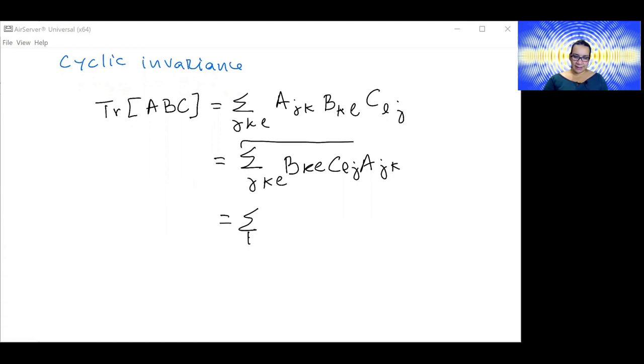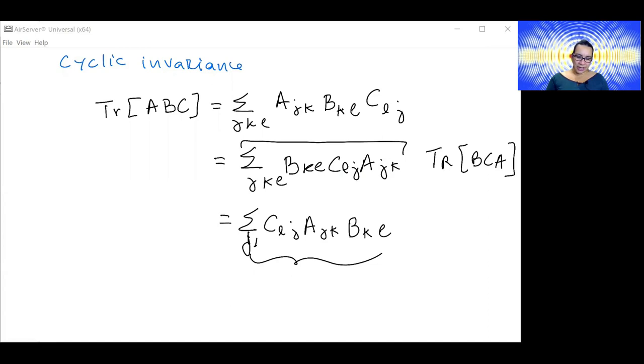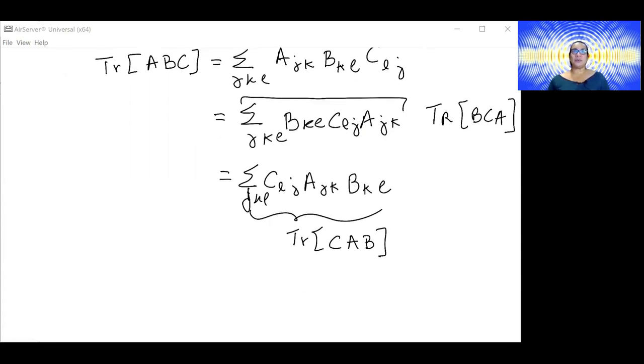So this, in fact, if you want to go in more detail, this is trace of BCA, right? What is important here is always that these indices, if you want to do a matrix product, they have to be equal because you normally multiply rows with columns. And here you have CLJ, AJK, BKL, which is going to be here again JKL. So it's going to be trace of CAB. So this is pretty much this property.